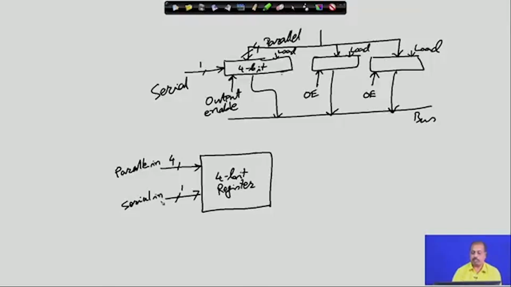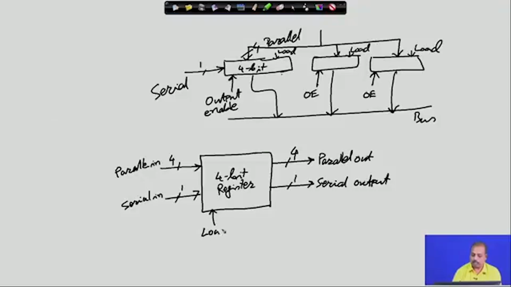I can have 1 bit serial input. I can have a 4 bit parallel output. So, this is 4 bit parallel output, or I can have a single bit serial output. So, this is a serial output. And apart from that, I should have control, like whether I want a parallel load.